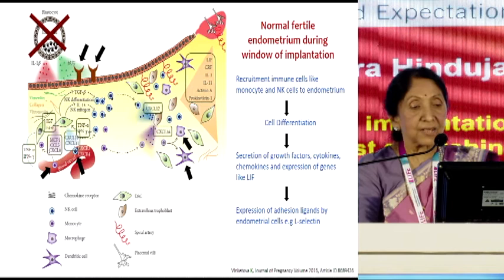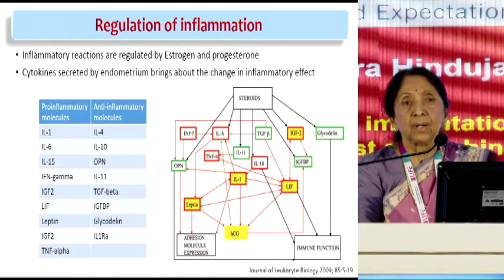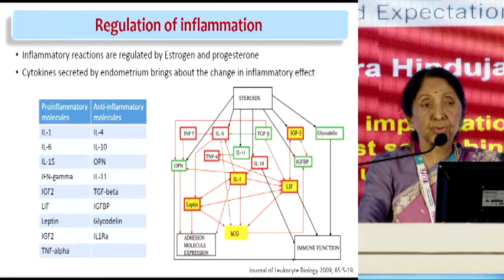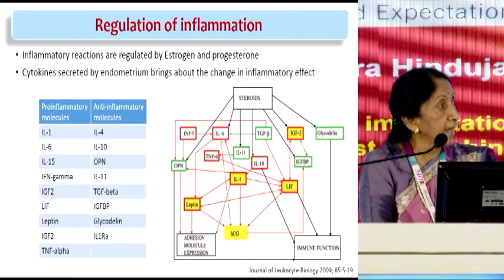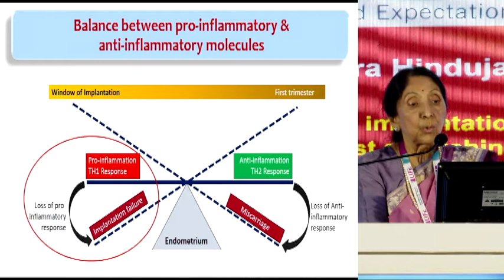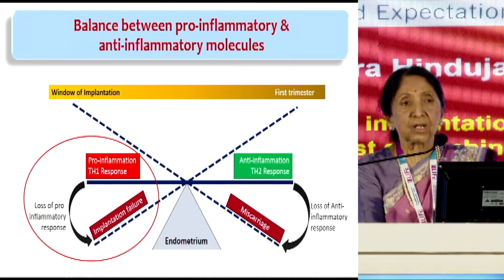Now, the endometrium secretes two types of cytokine molecules: pro-inflammatory molecules and anti-inflammatory molecules. There has to be a good synchronization of these two. If either of them is lost or not present, the whole cascade which is shown on that side gets disturbed. Therefore, from our study we found that in the window of implantation, there has to be a pro-inflammatory response, that is Th1 response. If there is a loss of pro-inflammatory response, there is a failure of implantation.